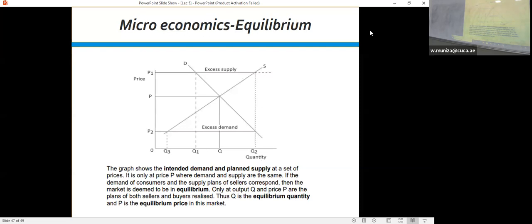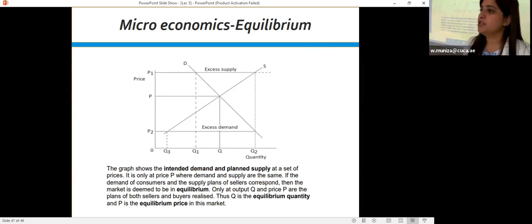Now, my dear students, we are going to discuss the last concept for today, that is about equilibrium. What is the concept of equilibrium? This is where the demand and supply are going to meet. This is the point at which we can say the intended supply and the intended demand are going to be meeting. So this is the most intended point by the sellers and the purchasers.